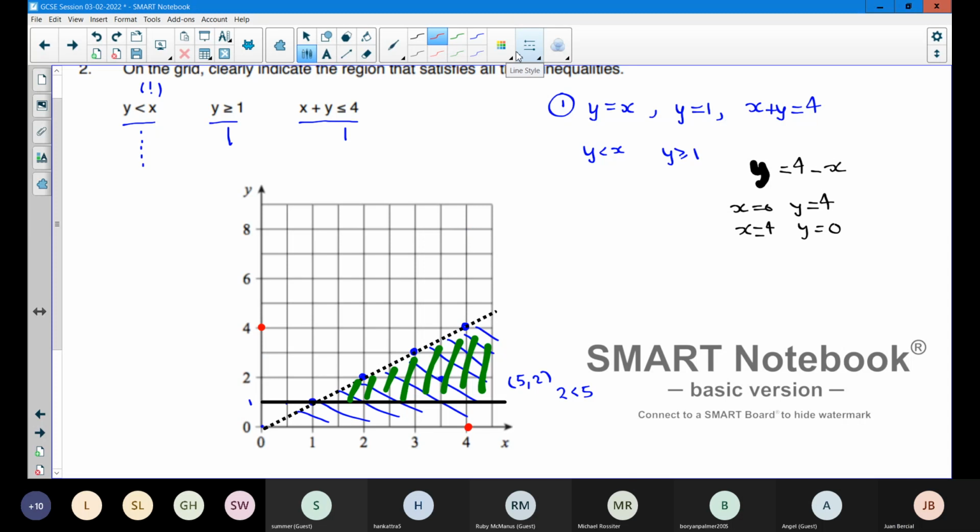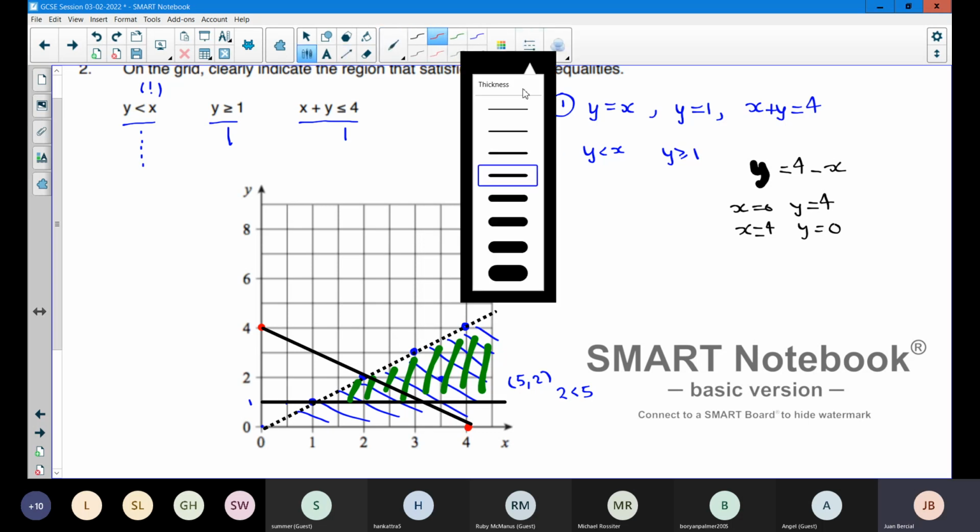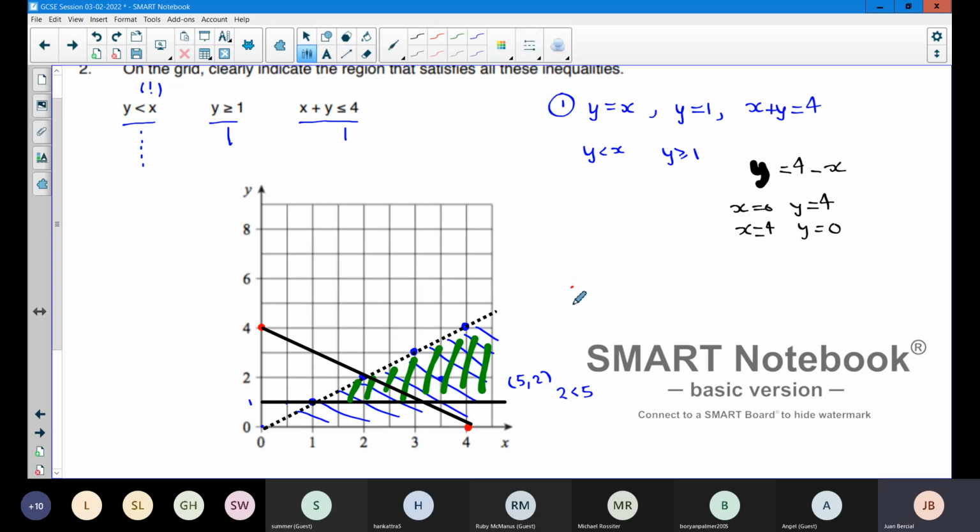So we just remember it is less than or equal, so it's got to be a continuous line. With that one there, it's telling me that x plus y is less than or equal to 4. So again, as we did before, let's check 0, 0. So 0, 0.